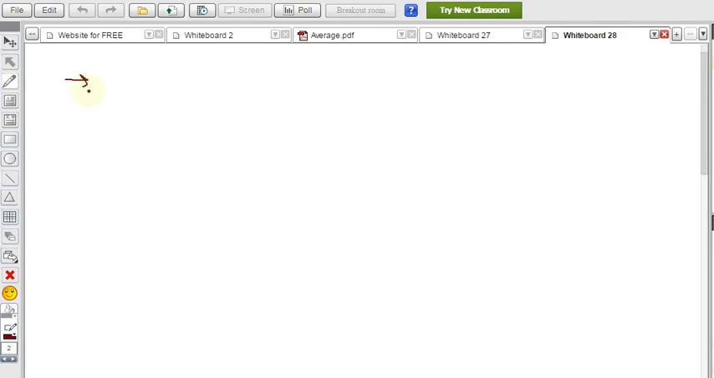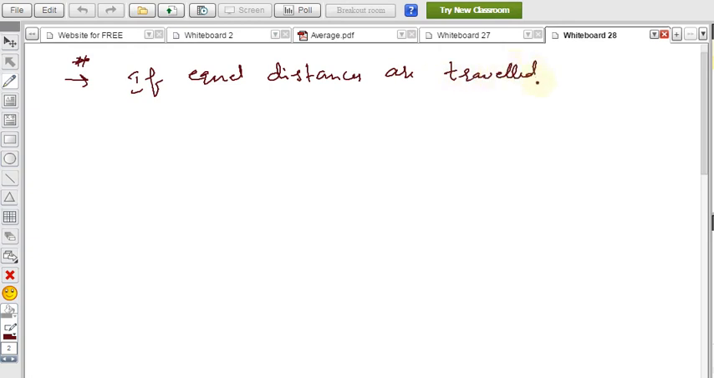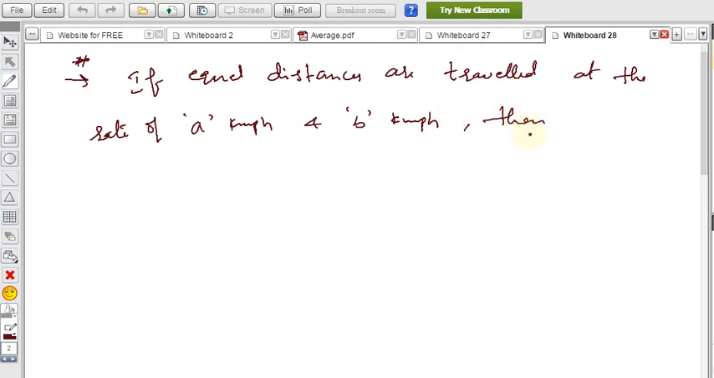Similarly, one more from this. If equal distances are traveled at the rate of a kilometer per hour and b kilometer per hour, then the average speed. Okay, this is important. Most of the questions will come from this. First I'll write the formula, then I'll give an example. If equal distances are traveled at the rate of some speed a kilometer per hour and b kilometer per hour, then the average speed during the whole journey.